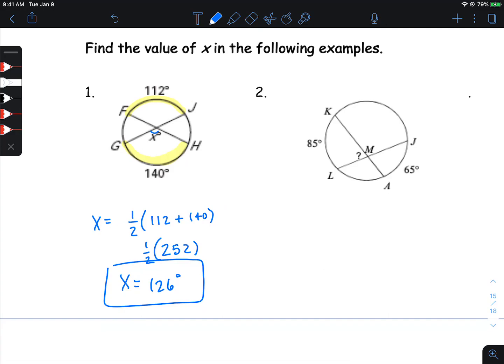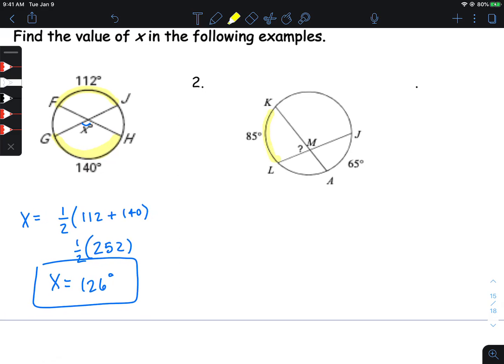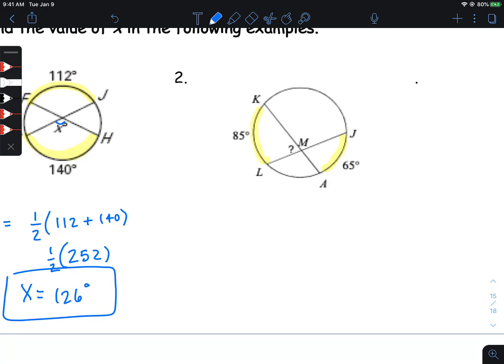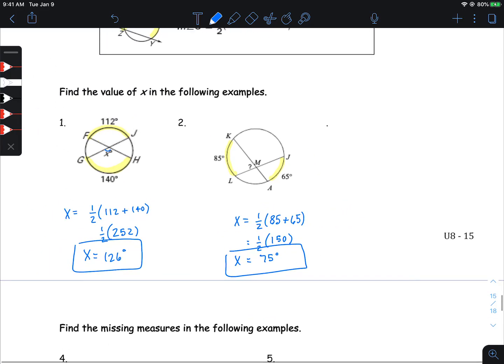They're not incredibly hard. Number 2, pretty much the same thing here with some different numbers. Here's your two arcs that you're dealing with right there. So we'll do X equals, actually, it's 1/2, and then 85, plus 65. 85 and 65 is like 150, I believe. And then times that by 1/2, that should be 75 degrees. And that'll be it right there.